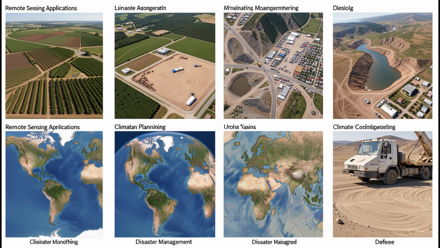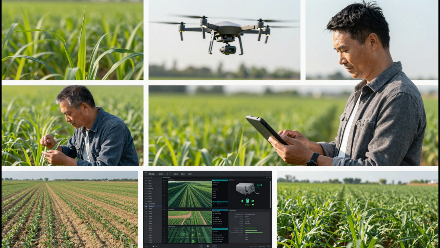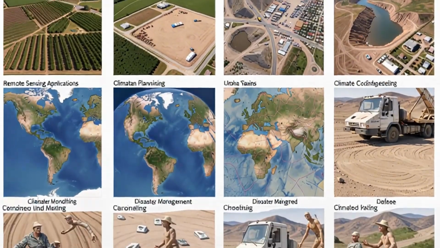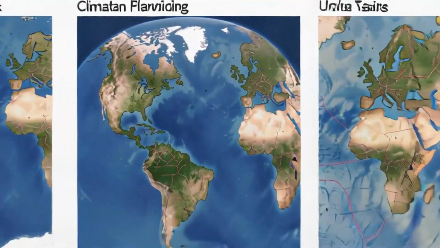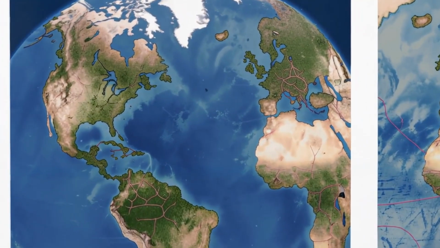Chapter 26. Remote sensing and GIS. Remote sensing and GIS are closely linked. Remote sensing provides data. GIS manages, analyzes, and visualizes that data. Together they form a powerful geospatial decision support system.